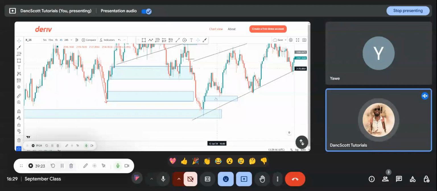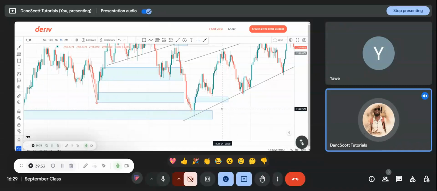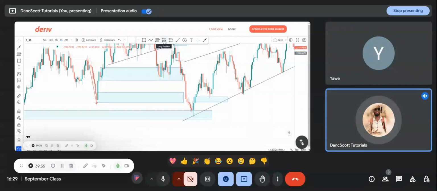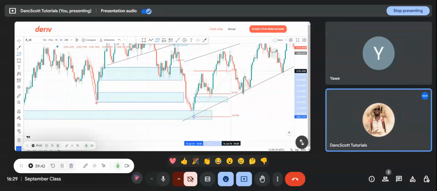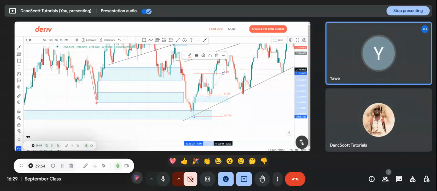Now, if I can delete this, why and how do we normally determine a fair value gap? That will be very important. And we normally use what we call Fibonacci. You know Fibonacci? No, I don't. It's a tool we use to look for retracement. So it's normally called Fibonacci retracement.